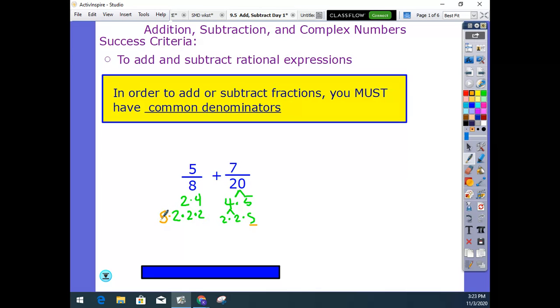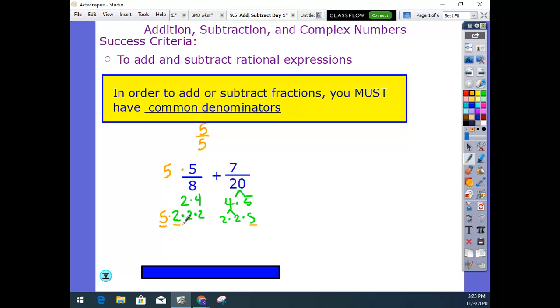I need to multiply top and bottom by 5 so they both have a 5. Whatever I do to one side, I do to the other. Or if I multiply by 5 over 5, do you see I'm just multiplying by 1? So I'm not changing the problem, I'm just rearranging it.